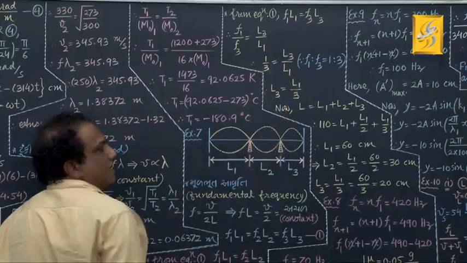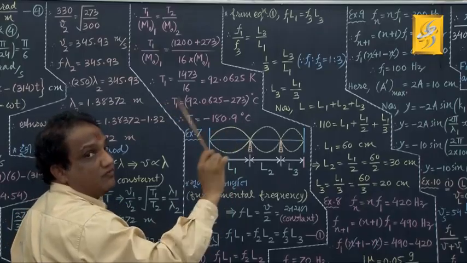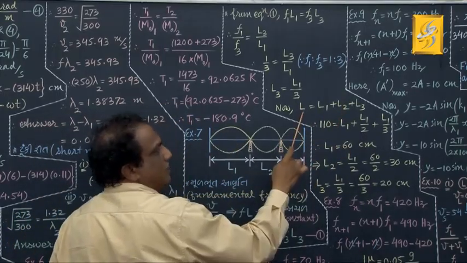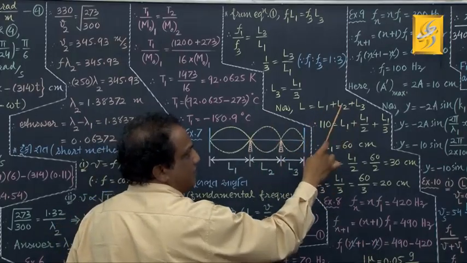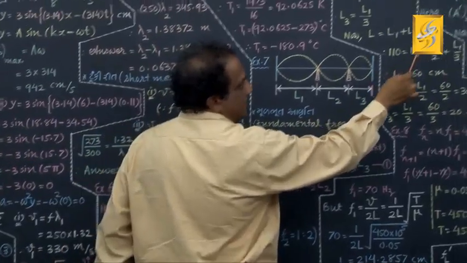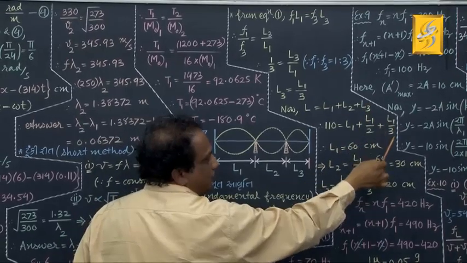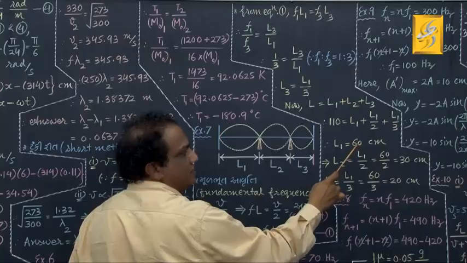And now what is the total length of the entire wire? It should be the summation of lengths of all three sections: L1 plus L2 plus L3. Total length they have given is 110 centimeter. L1 as it is, L2 is L1 upon 2, and L3 is L1 upon 3. And now from this, if you find L1, it comes out to be 60 centimeter.